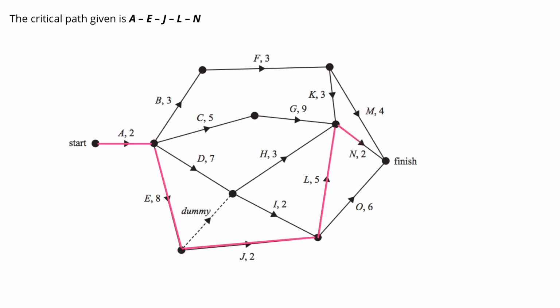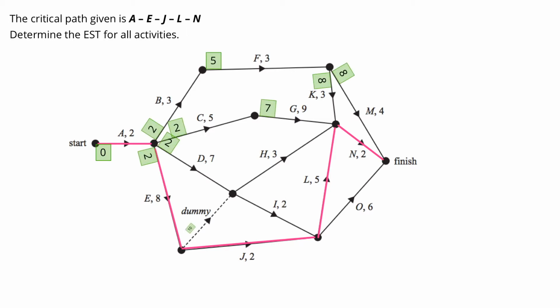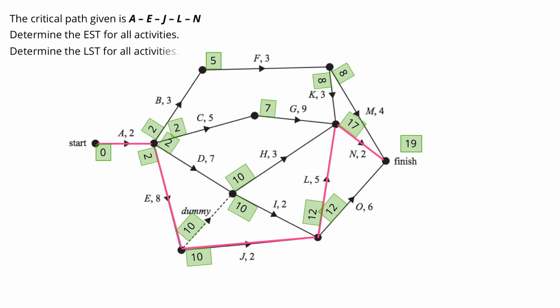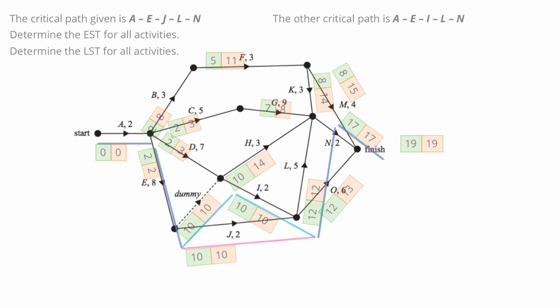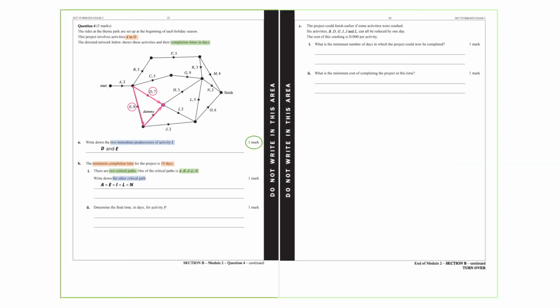We are now going to determine the earliest starting time for all activities. We can now determine the latest starting time for all activities. The second critical path is the one that follows activities A, E, I, L, and N. This question is worth 1 mark for the correct answer.